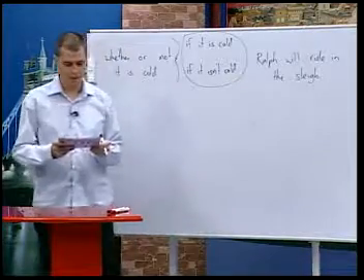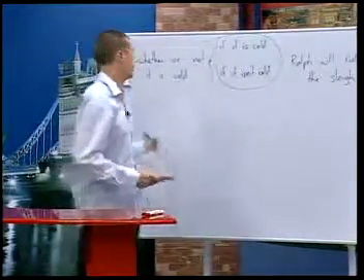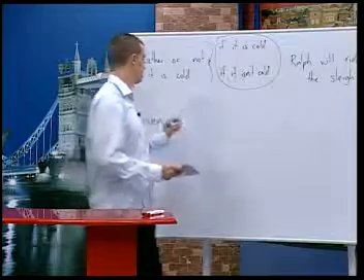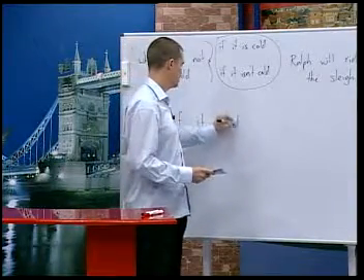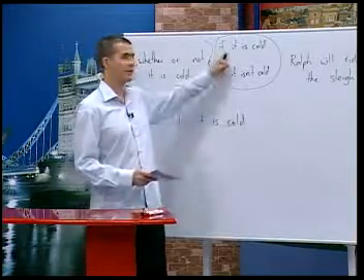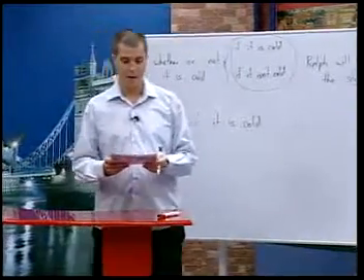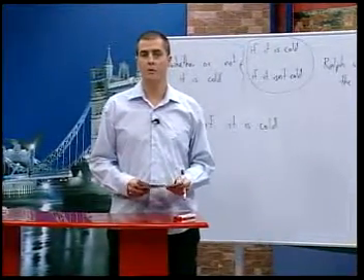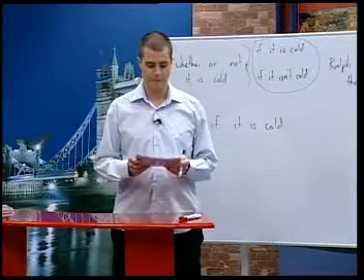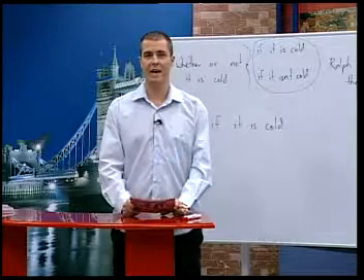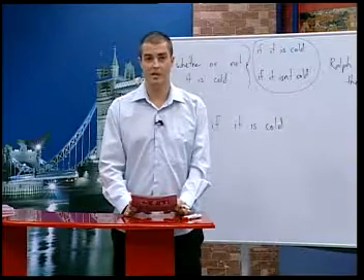It doesn't matter. Even if is close to whether or not. Even if is similar, but only one condition. Even if it is cold. Just one idea. Here we have if it is or if it isn't. Here, just one idea, if it is. But it's similar to whether or not. It means the result will not change. Ralph will still do the same thing he did before. Okay, in the second sentence, Dora's boyfriend won't kiss her anywhere, not under the mistletoe or anywhere else. It doesn't matter if she is standing under the mistletoe, her boyfriend will not kiss her.